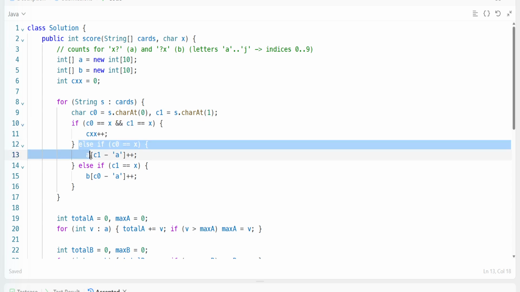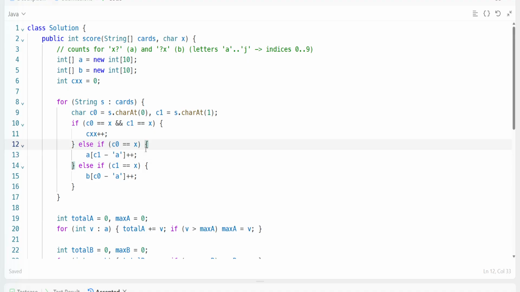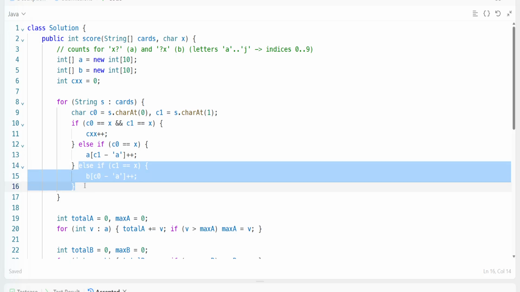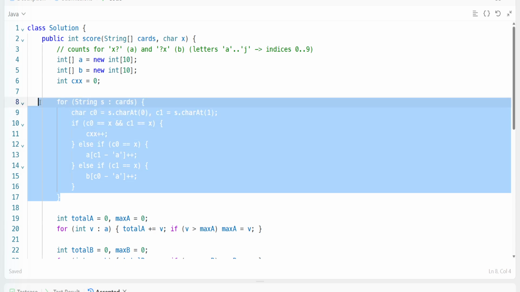When we talk about whether X is in A or not: if X is in the first position and the second character is anything, not X, then let's say AB, AC. When we talk about the else condition, where X is the second position and the first character is not equal to X, let's suppose BA and CA. So this way we will categorize the cards.